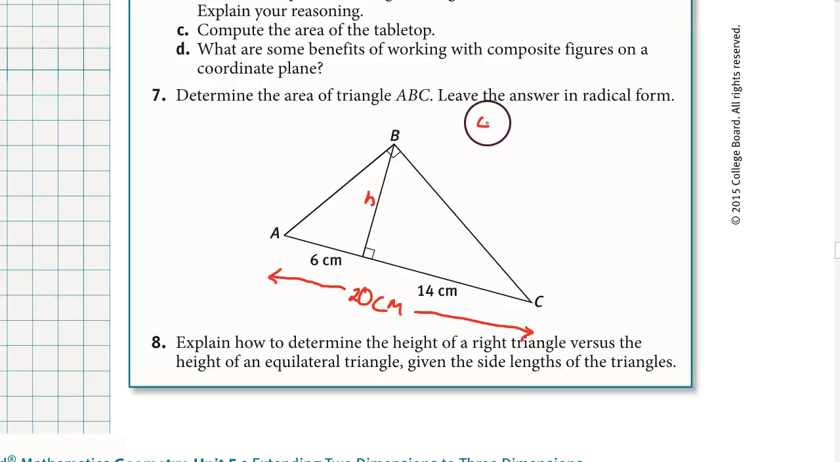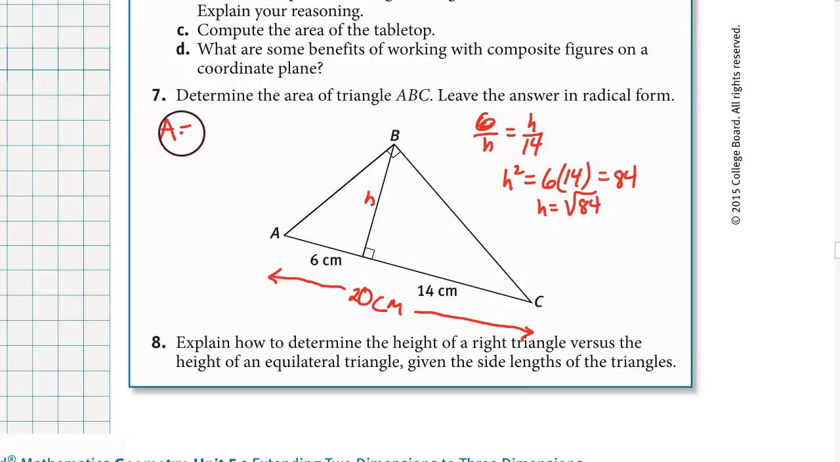That means that we can write 6 is to h as h is to 14. Using cross multiply, h squared equals 6 times 14. 6 times 14 is 84. So h is the square root of 84. We can use our area formula for a triangle. 1/2 times base times height. Fill in that the base is 20 centimeters, and fill in that the height is the square root of 84. With a calculator, we get the answer 91.6 square centimeters.